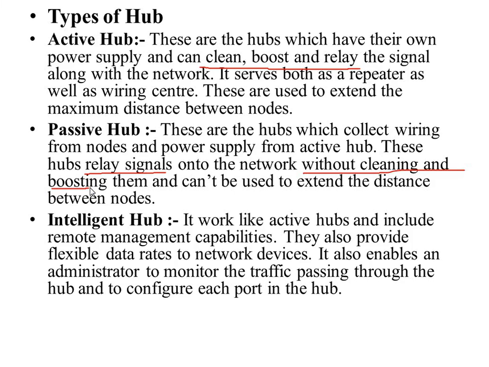And the third one is an intelligent hub. The intelligent hub has a remote management capability. It is just like an active hub with certain additional features of remote management, so that it can provide flexible data rates to the networking devices. It can administer the monitoring of the traffic passing through the hub and configure each port of the hub. So these are the facilities available with this intelligent hub. So this is how we can differentiate between the three hubs.